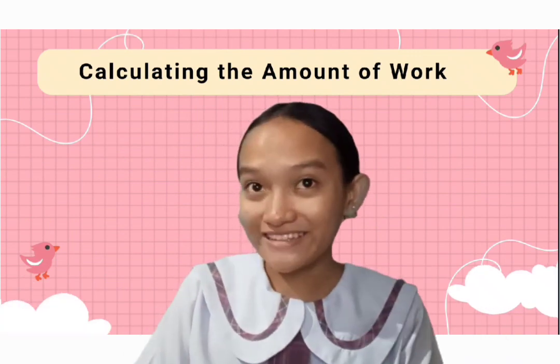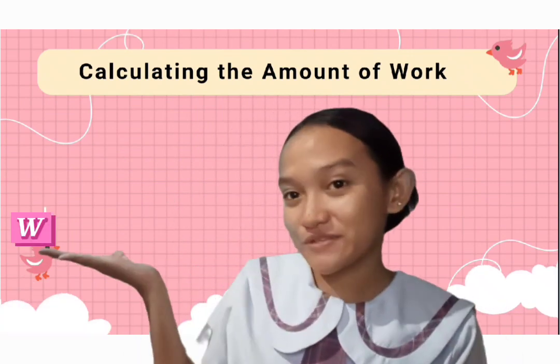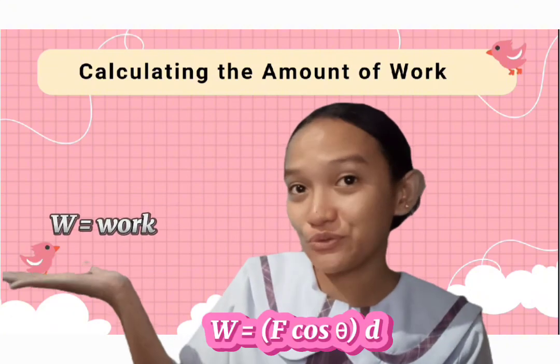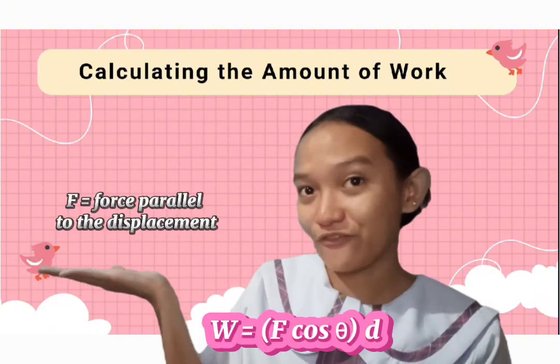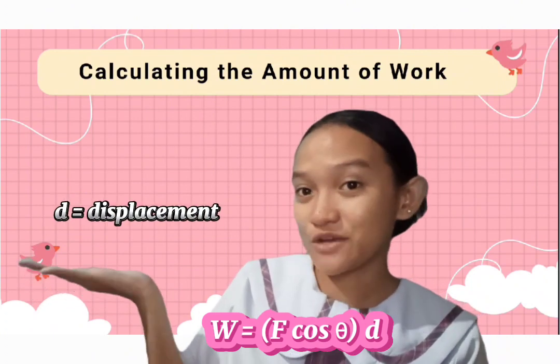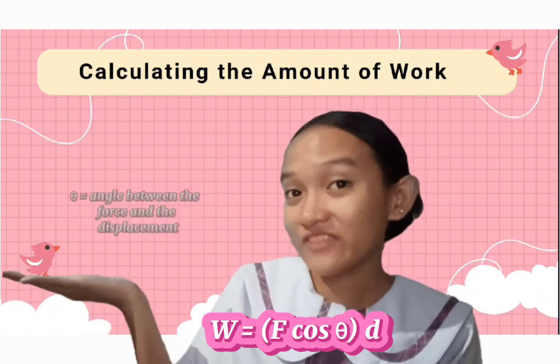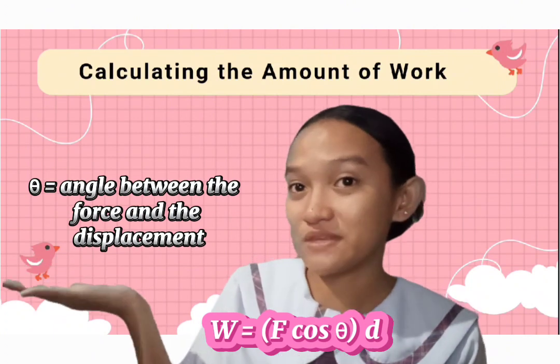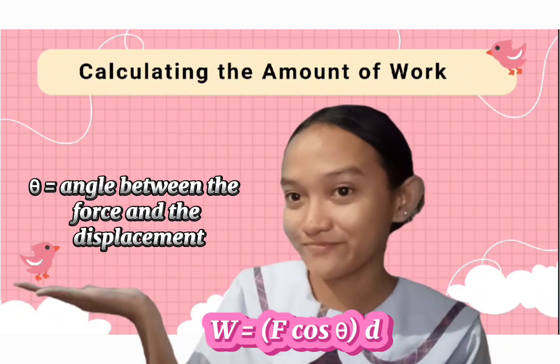So for calculating the amount of work, here is the formula, where W is equal to work, F is equal to force parallel to the displacement, d is equal to displacement, and theta is equal to the angle between the force and the displacement.